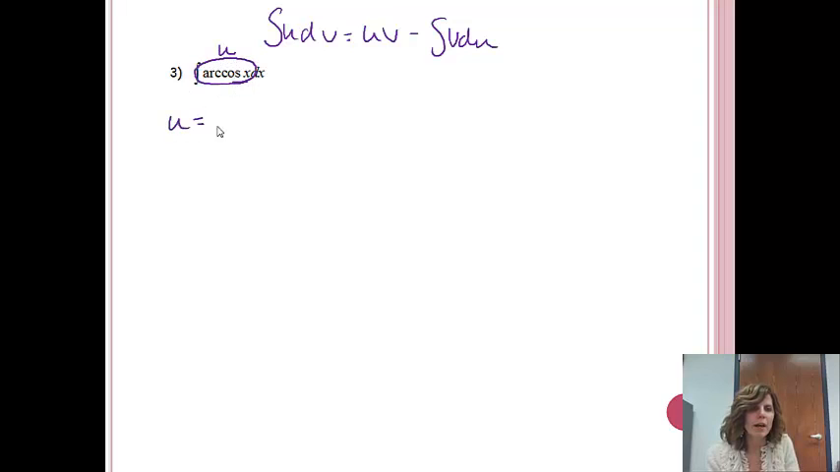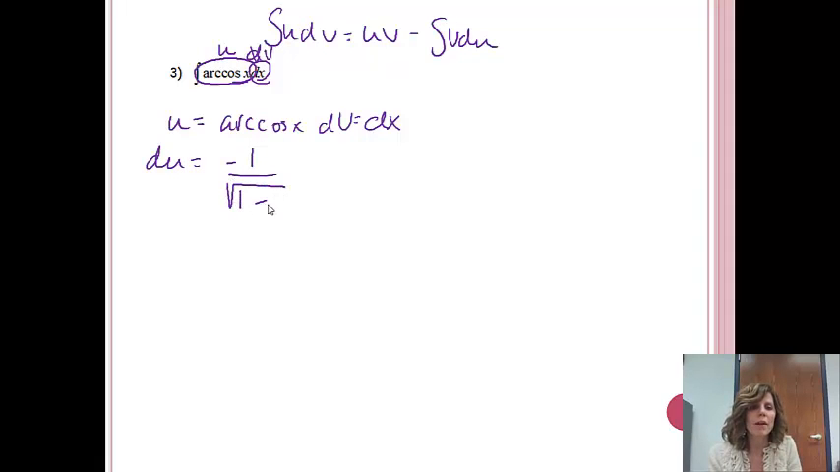So we have u equals arc cosine x. All right, so dv, the only thing left is the dx. So that has to be our dv. All right, du, the derivative of arc cosine, hopefully you're familiar with that, is going to be negative 1 over the square root of 1 minus x squared dx.